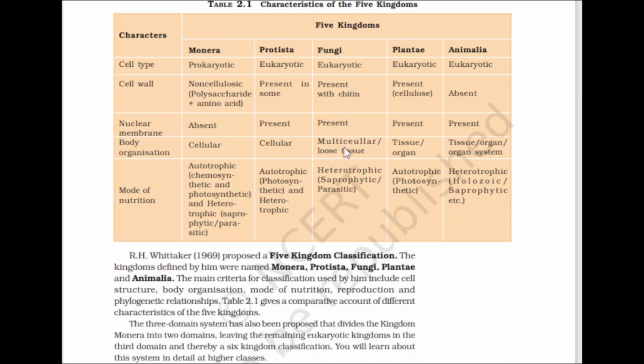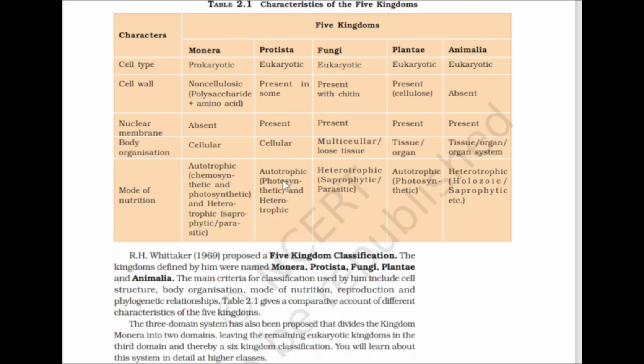In fungi, multicellular. Whereas in plants, tissue and organ also. Whereas in animals, tissue, organ, and organ systems. Okay. And mode of nutrition, in Monera, that is prokaryotic bacteria, autotrophic and heterotrophic. Again in autotrophic, there is a chemosynthetic and photosynthetic mode of nutrition. In heterotrophic, saprophytic, parasitic. Okay.